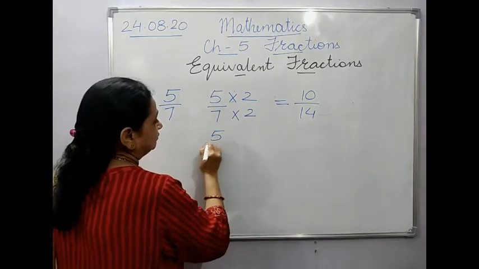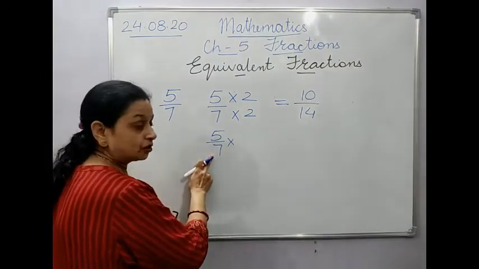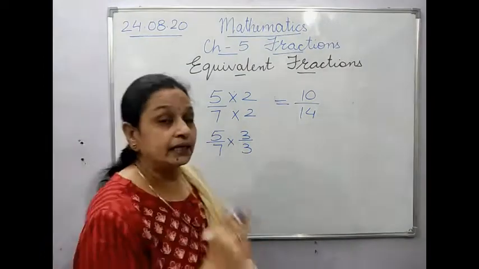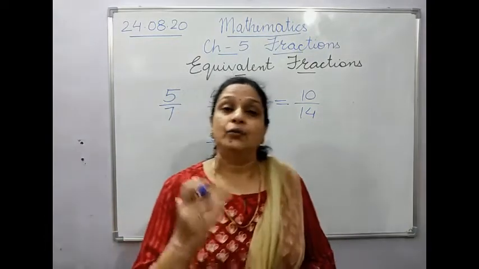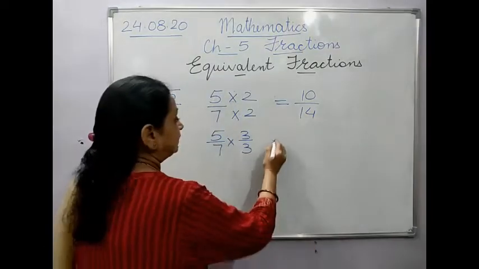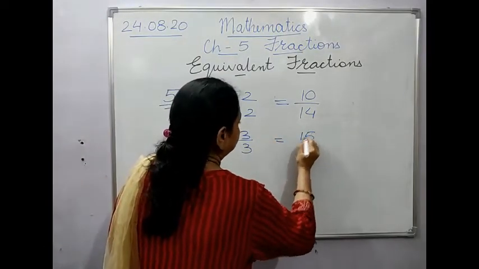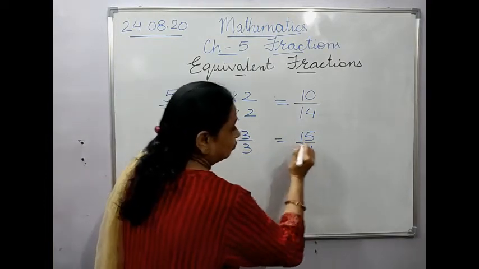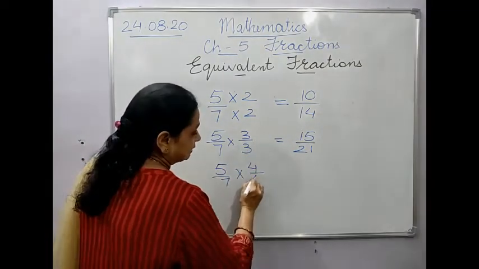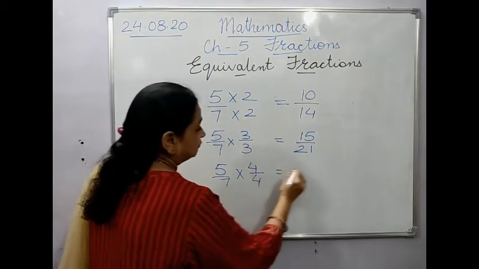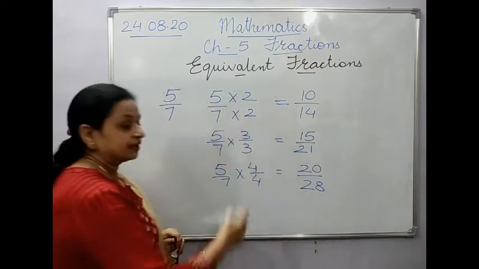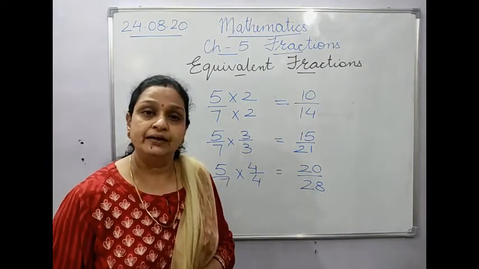Now another one, 5 upon 7, numerator, denominator, multiply by the same number. Remember children, in equivalent fraction you have to multiply the numerator and the denominator with the same number, and then it comes out to be 5 3s are 15 and 7 3s are 21. Another, if one more we have to find out, so next we will multiply by 4. It is 5 4s are 20, 7 4s are 28. This way you can go on finding out the equivalent fractions.